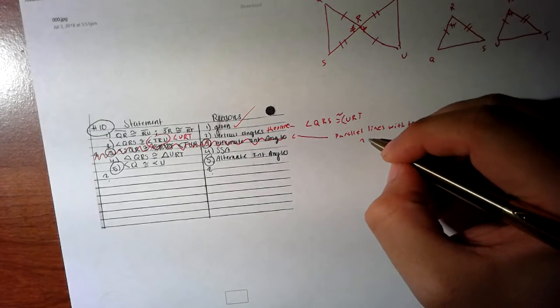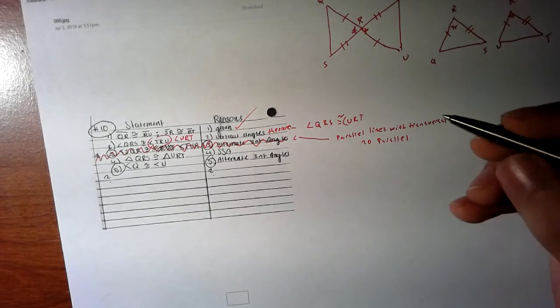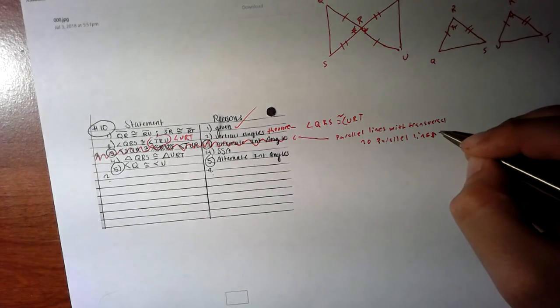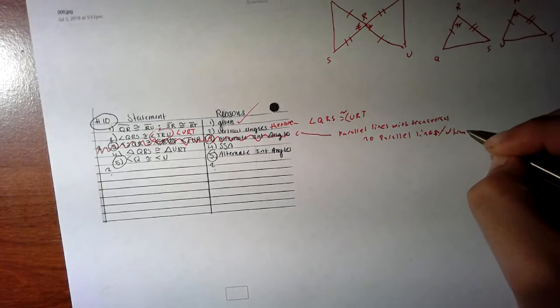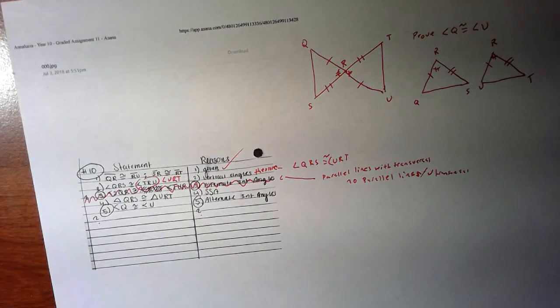So no parallel lines in this. And I'll give you a hint. You never use parallel lines in this whole proof. So no parallel lines with a transversal. So don't bother with that. So you're not using that here. Okay. Line 4, that's also incorrect.